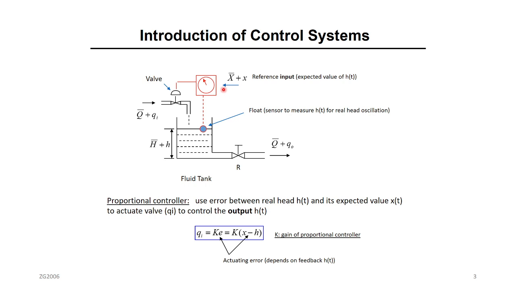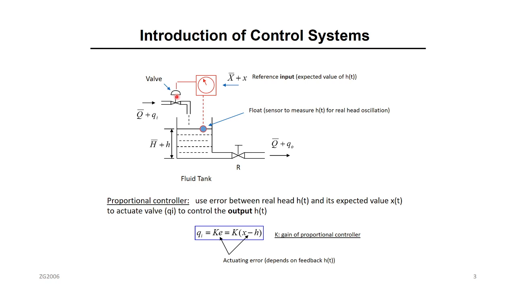Now we will introduce a new input. We will call it the reference input. I will call it small x, after the small deviation. What is this input? This input will be connected to a sensor to measure exactly how much head there is inside the tank. And this input also will be connected to an actuator, which is the controller, that will control or actuate.